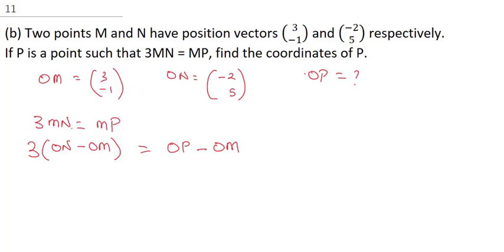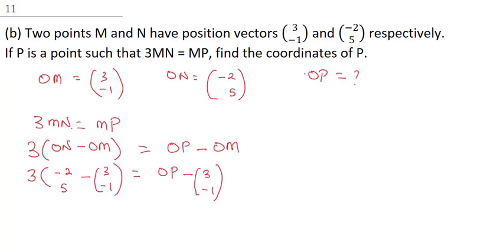Now, having established this, we are going to put in the values. So this is going to be 3 multiplied by, what's our ON? It's minus 2 and 5. Then this will be minus OM, it's 3, minus 1. Okay, so this is going to be equal to, now OP is what we are looking for, so we are going to just write it as OP. Subtract, now OM is what? 3, minus 1.